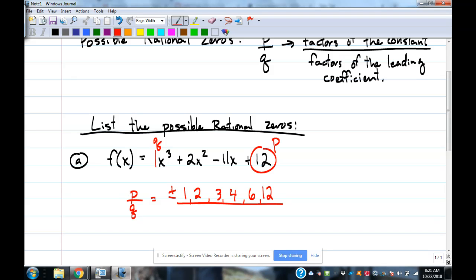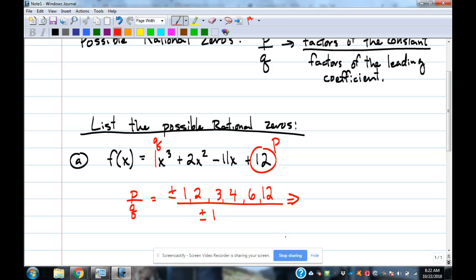For Q, we have a 1. What are the factors of 1? 1. That's it. It's nice when that leading coefficient is 1 because there's only one number in the bottom. It means we don't have to deal with fractions. All right, so that gets us the factors. Now we have to make that list. That list converts over to taking each of the factors on top and dividing by each of the factors on the bottom.